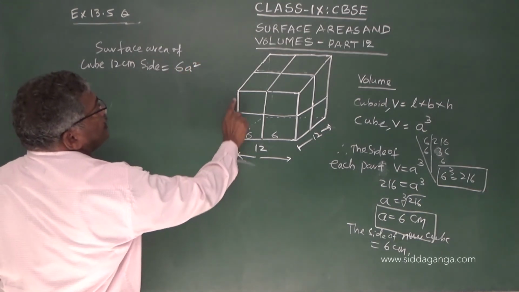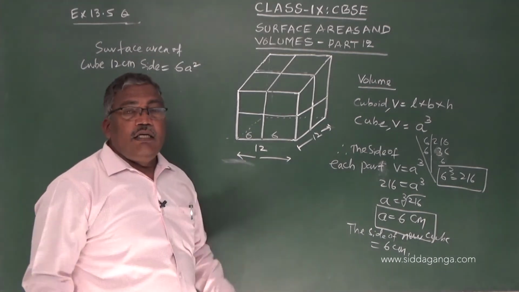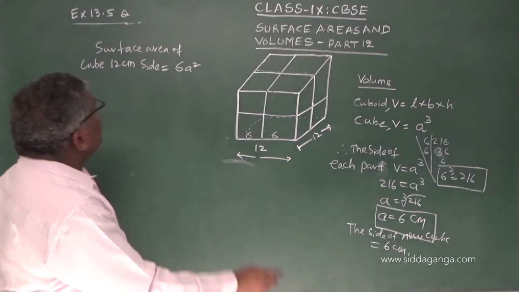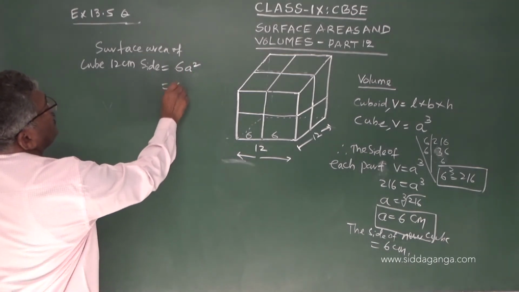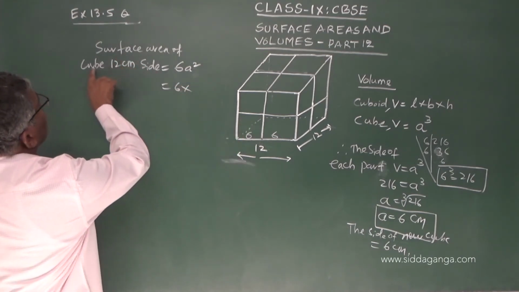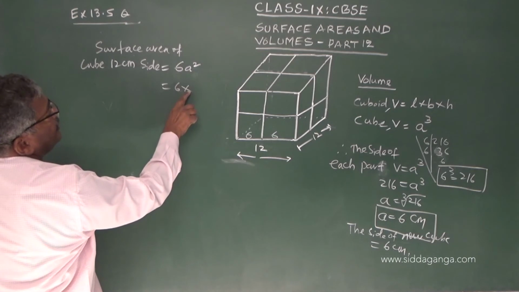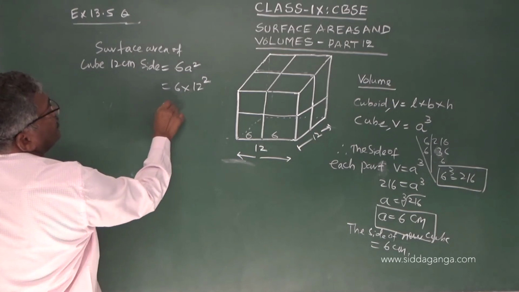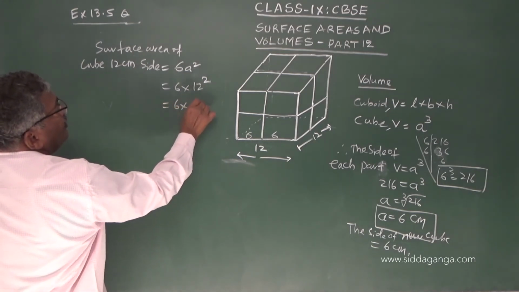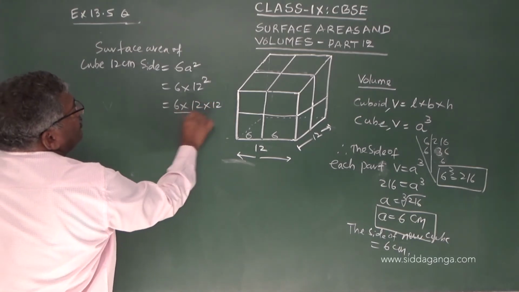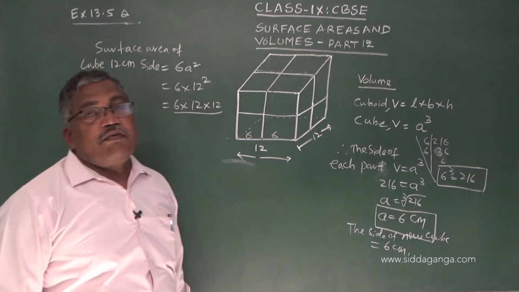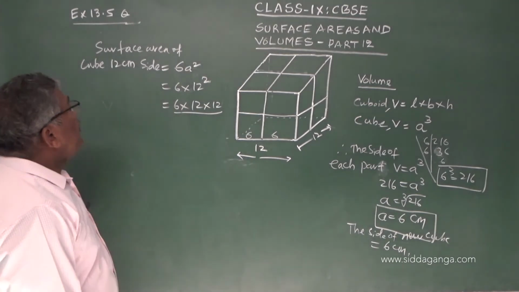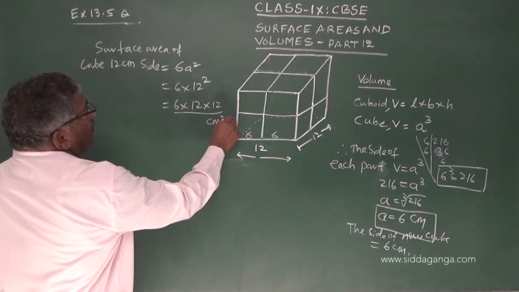6a square. A square, 12 into 12, is one side. In a cube we have 4 sides plus bottom and top, 6 faces. So therefore, it is 6a square. This equals 6 into, in the first case, for the 12 centimeter cube, A is 12 square. So that is 6 into 12 into 12. You can keep it as it is. This is the surface area, or 144 into 6. Now, this is centimeter square.